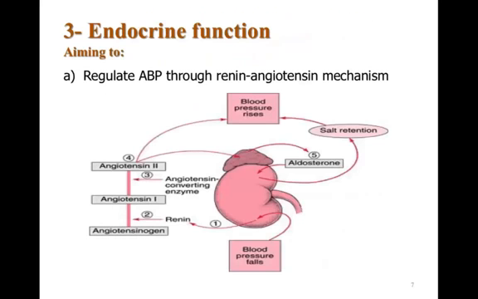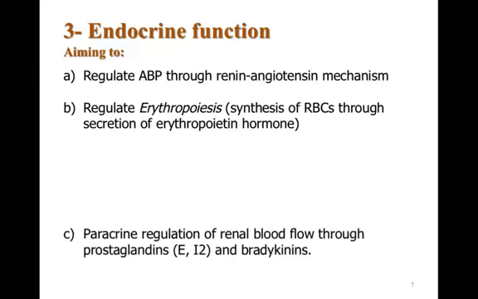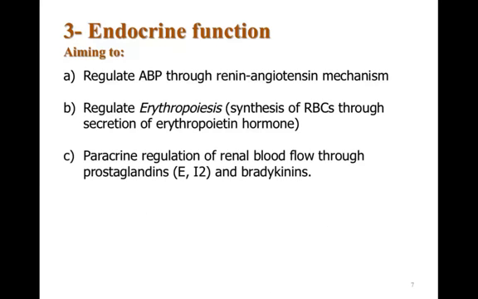3. Endocrine function, aiming to regulate arterial blood pressure through the renin-angiotensin system. And you need to be aware of that. Renin is synthesized in the juxtaglomerular apparatus, as we're gonna discuss later, to regulate erythropoiesis, or synthesis of RBCs, through secretion of erythropoietin hormone. Also paracrine regulation of renal blood flow through secretion of prostaglandins E2 and I2, as well as bradykinins.